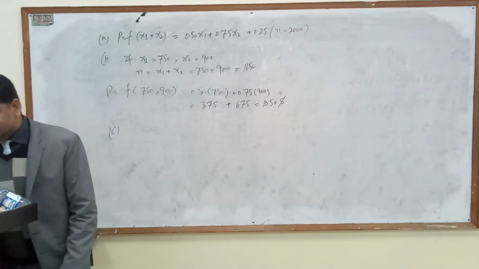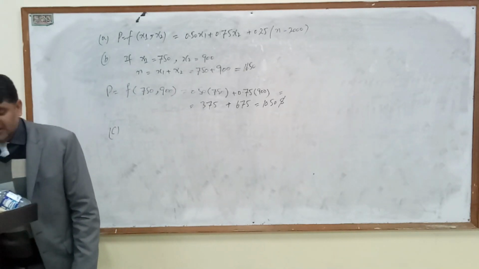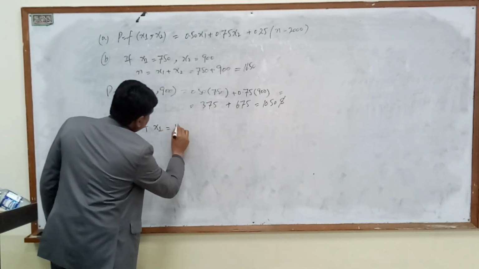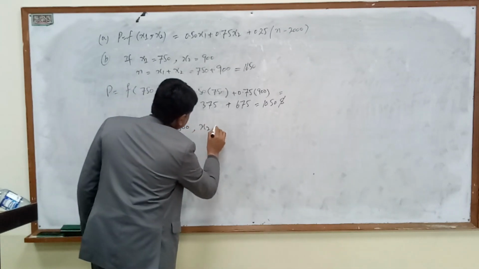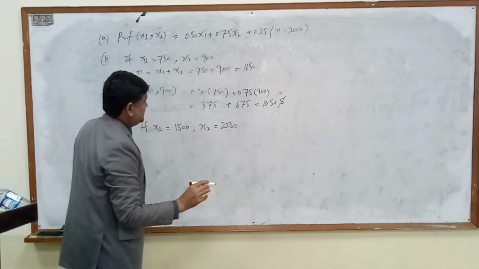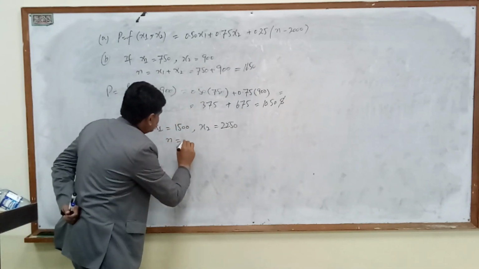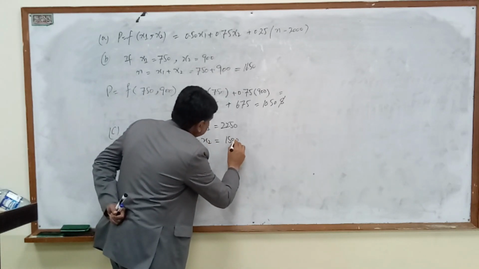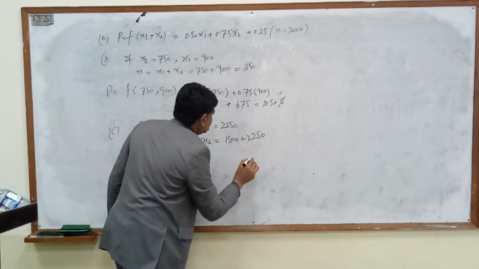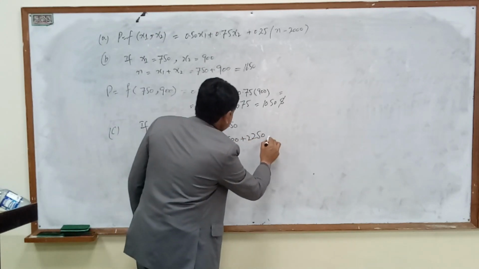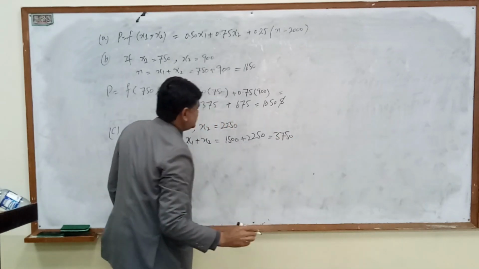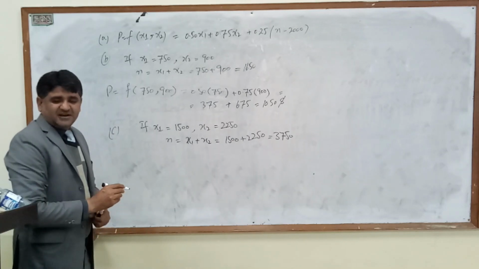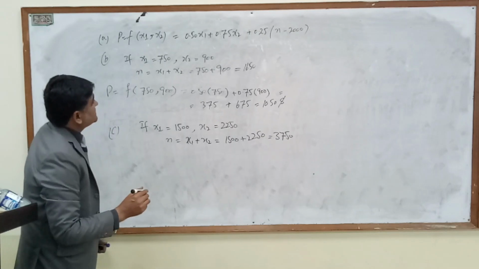Part C. What is part C? If 1500 and 2250 respectively are sold. If x1 is 1500 and x2 is 2250, then what is N? x1 plus x2 is equal to 1500 plus 2250, which is 3750. So will the incentive case be applied here or not? Yes, because the sale exceeds 2000.